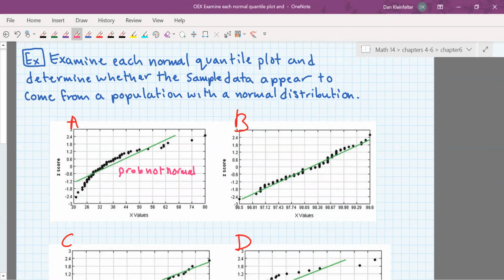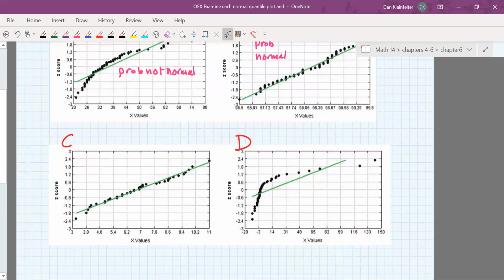Okay, and then going on to B, the data here looks pretty close to lying along the straight line, so I'd say that it looks probably normal. Then in part C, it looks pretty good, maybe not as good as the last one, but it's still probably okay. Data lies mostly along a straight line. In D, definitely not normal.